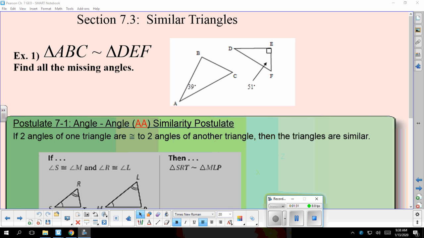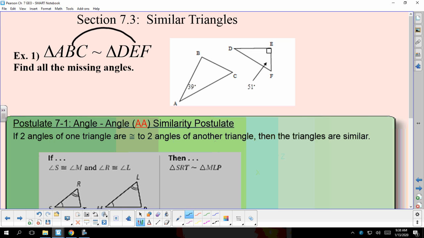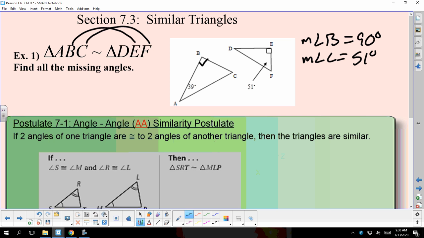All right, so we're given that these are similar. So what we know is all angles are congruent. If angle E is a right angle, E goes with B, so they're corresponding. So angle B is also going to be 90 degrees. F and C go together. We're given F is 51 degrees, so angle C also is going to be 51 degrees. And then A and D go together, so if A is 39, the measure of angle D also equals 39 degrees.